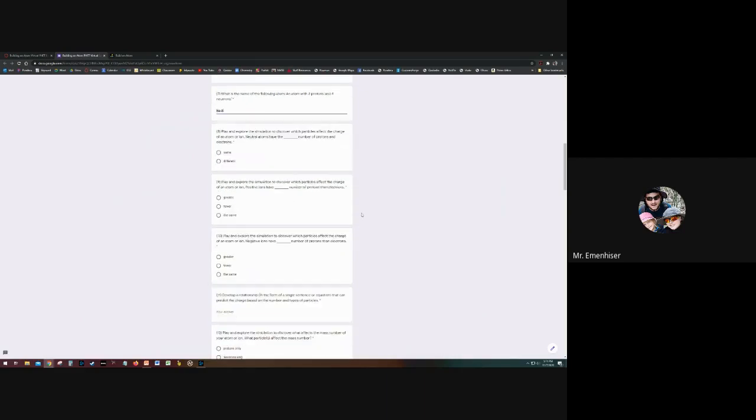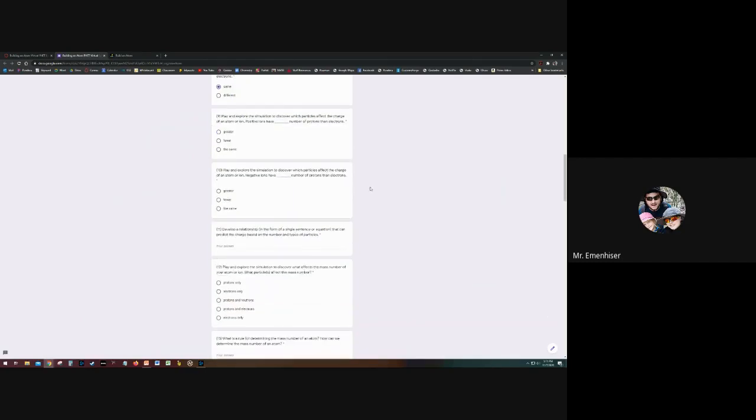Okay, play and explore the simulation to discover which particles affect the charge of an atom or ion. Neutral atoms have the same number of protons and electrons. Okay? Because they have to balance out. It's like a tug of war, positive and negative. Positive ions have a greater number of protons than electrons. Well, since protons are positive, if you have more of them, then you have a positive charge. Okay, because they're winning the battle. The positive protons are going to fight against the negative electrons. Whichever one wins gets the charge. Positive or negative overall charge.